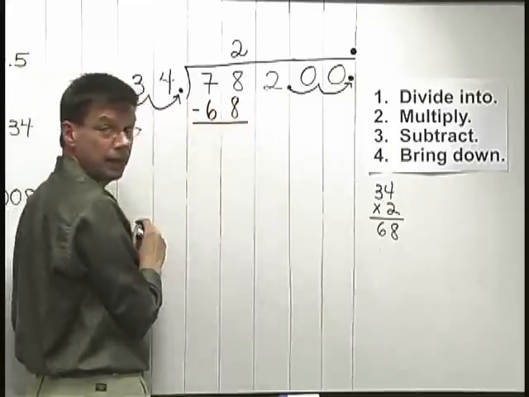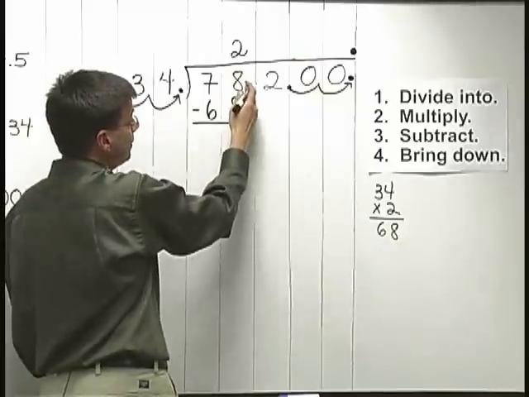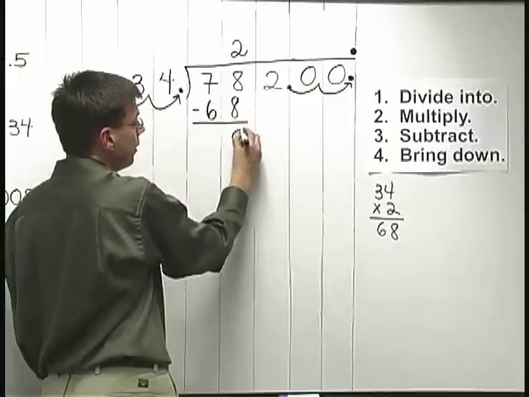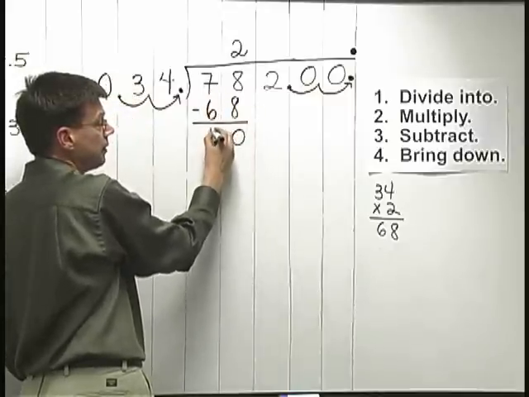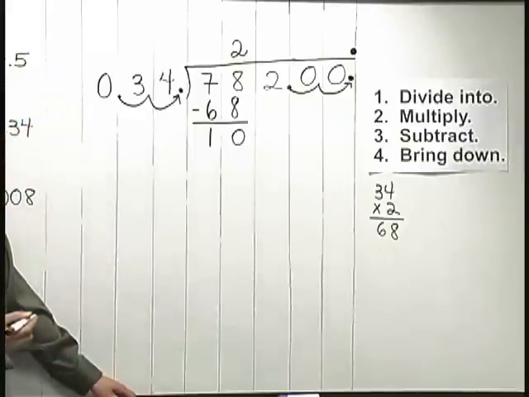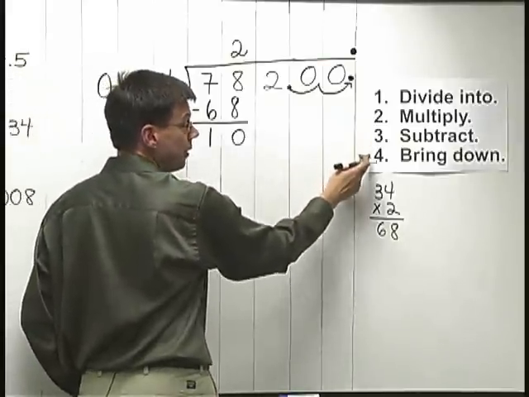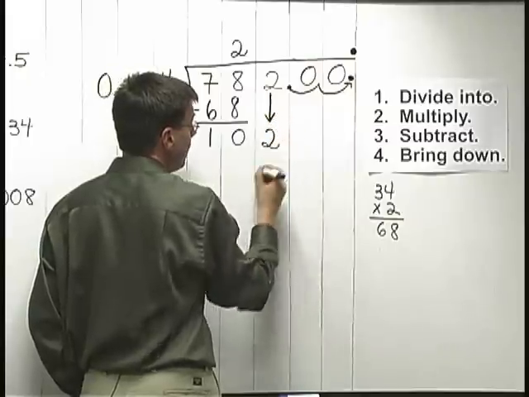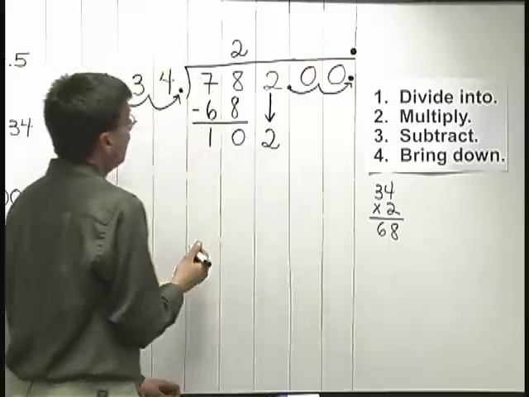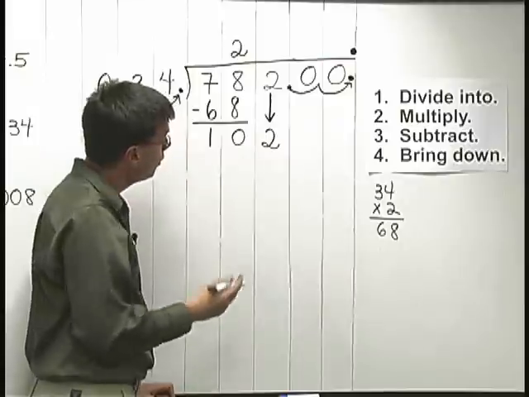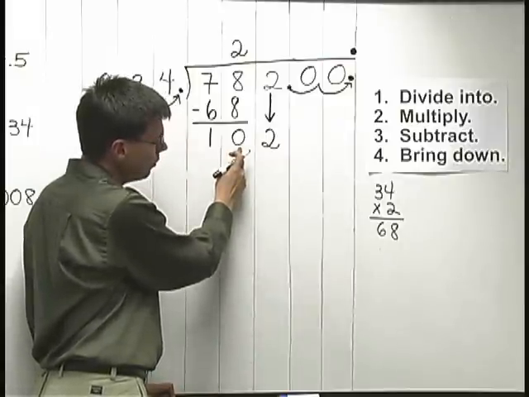After I multiply, I subtract. 78 minus 68, 8 minus 8 is 0. 7 minus 6 is 1. I get 10 after I subtract here. After I subtract comes the bring down step. I bring down the next place, which is a 2. I am now thinking about how many times 34 goes into 102.